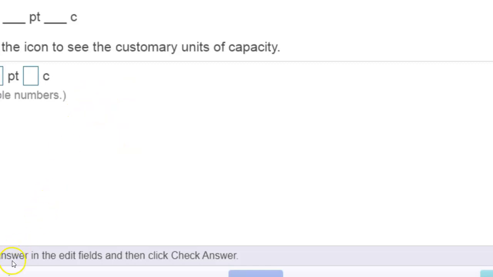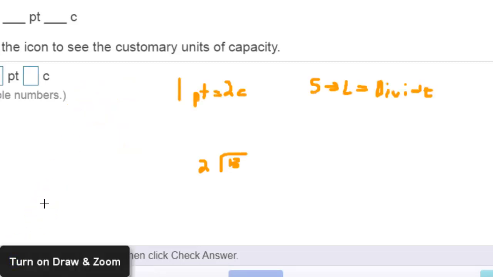Let me set up my problem. So now I have my problem set up. I also wrote here, just for my reference, that 1 pint equals 2 cups, and if I'm going from a smaller unit to a larger unit, I'm going to divide. I have 13, and I'm going to divide it by 2. Well, I already know that 13 is an odd number, so I am going to have a remainder. How many times would 2 go into 13 without going over?